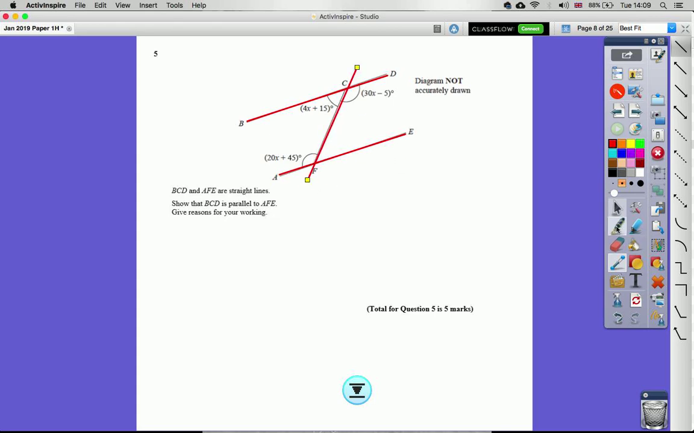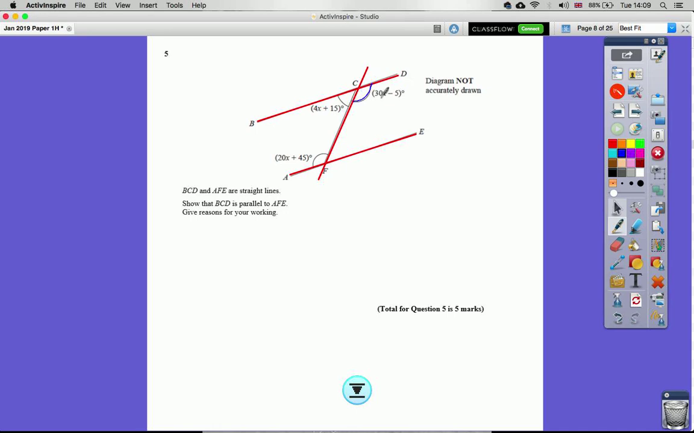Say if this angle over here, 30x minus 5, and 20x plus 45 are equal, and if 20x plus 45 and 4x plus 15 add up to 180 degrees, then we can say that these two lines are parallel. Okay, so let's start with the first part, because we know in parallel lines alternate angles are equal. So let's start with 30x minus 5 equals 20x plus 45.